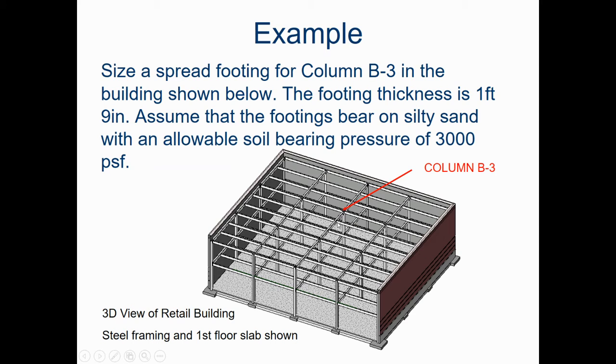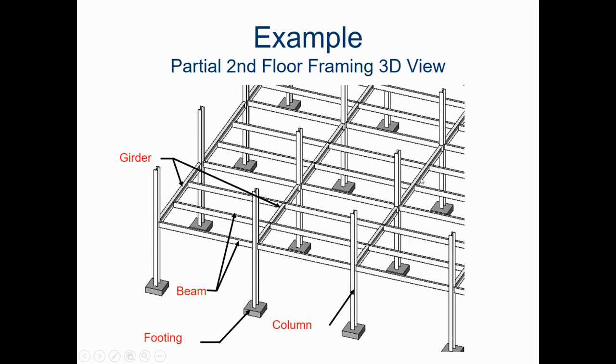The footing thickness is 1 foot 9 inches. Assume that the footings bear on silty sand with an allowable soil bearing pressure of 3,000 pounds per square foot. Again, here's our three-dimensional view of the relationship between beams, girders, and the columns. So what's not shown on this is we would have a roof that's being supported by these columns as well. So this is that second floor. First floor would be down here. And again, what's not shown is that we would have some roof girders and roof beams supporting the roof.